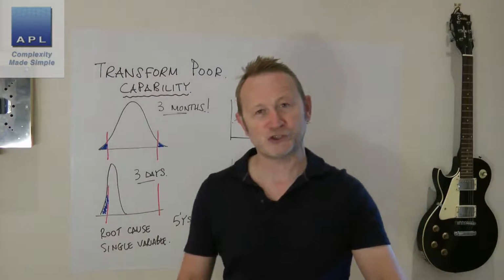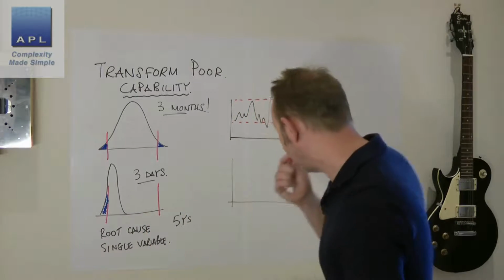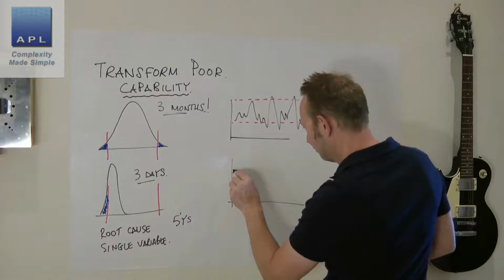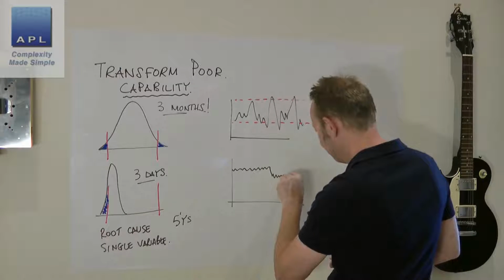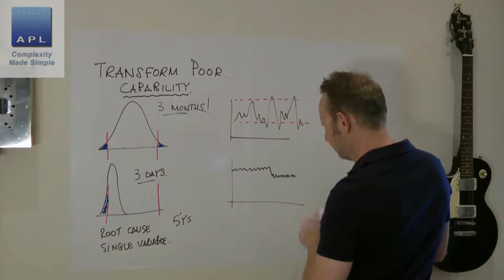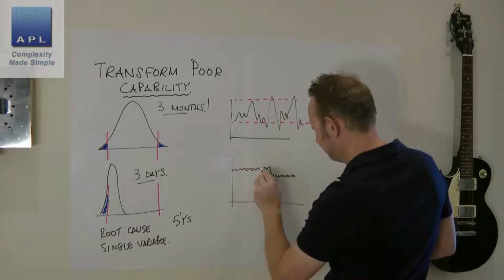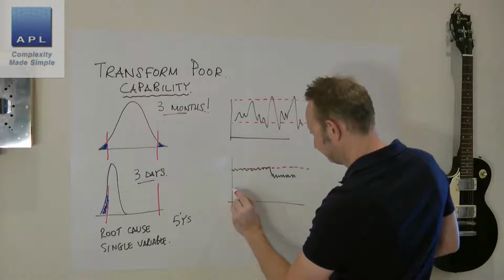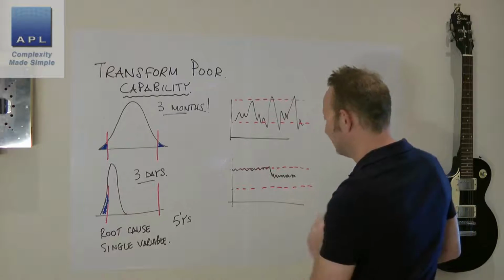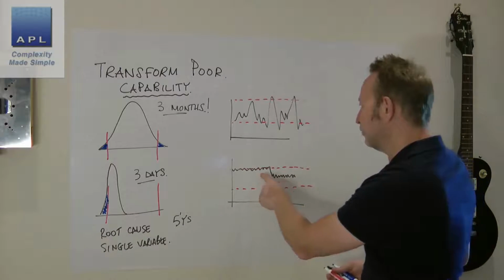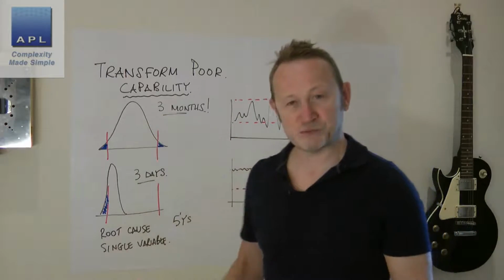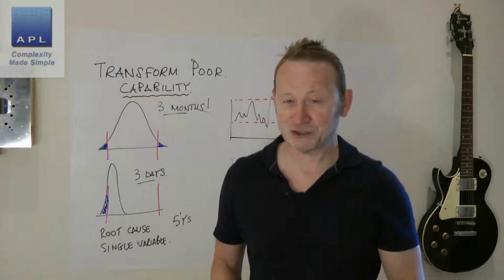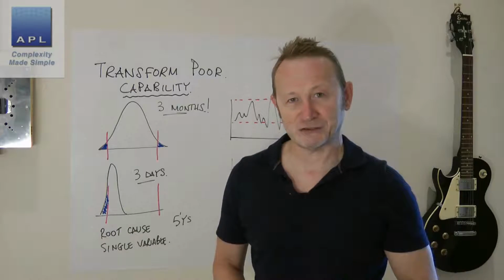So again, always draw the run chart. First thing you should always do, draw the run chart. This is going to look like this. And then when you fix it, it's going to look like that. So you're going to be sitting up here on top tolerance. 3 minutes, 3 months. Draw these graphs, draw these pictures. Most important that you do this before you do anything else.